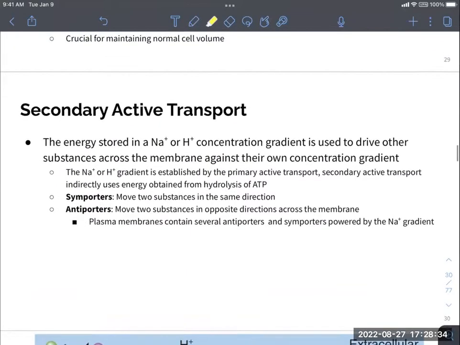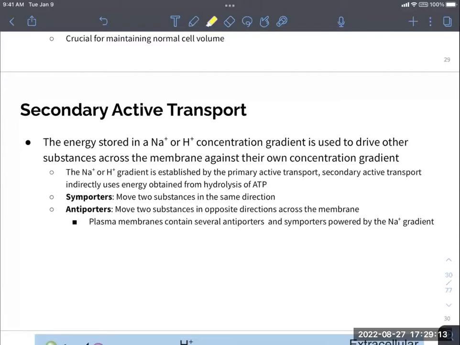Our secondary active transport uses stored energy that is found in a sodium or hydrogen concentration gradient. It's used to help move substances across the membrane against their own concentration gradient. The sodium or hydrogen gradient tends to be established by the primary active transport system. That secondary active transport system will indirectly use the energy obtained by the breakdown of ATP.